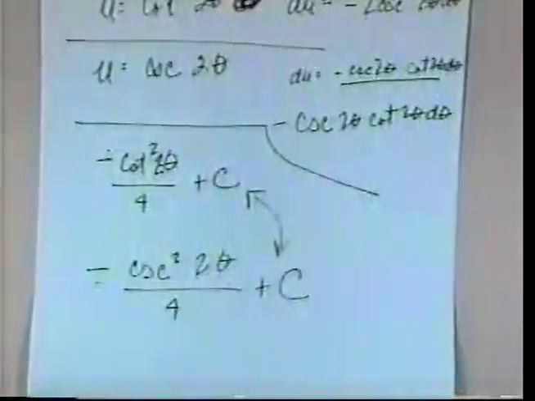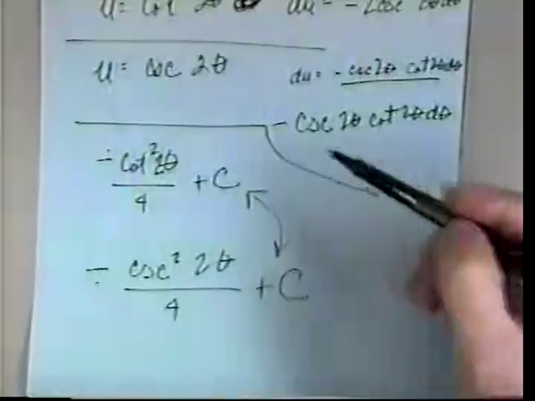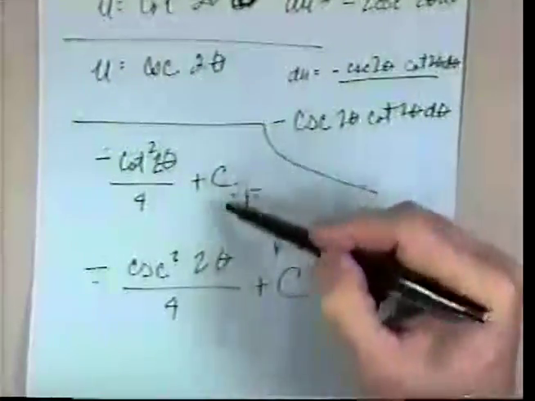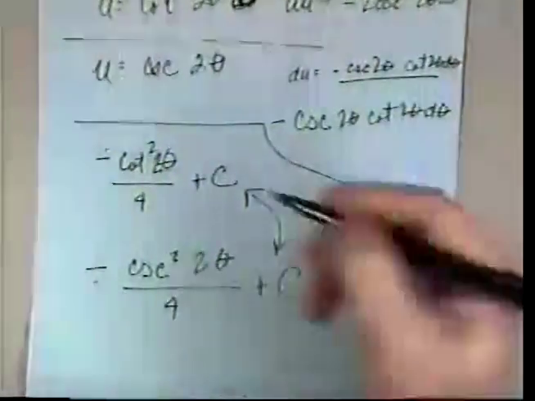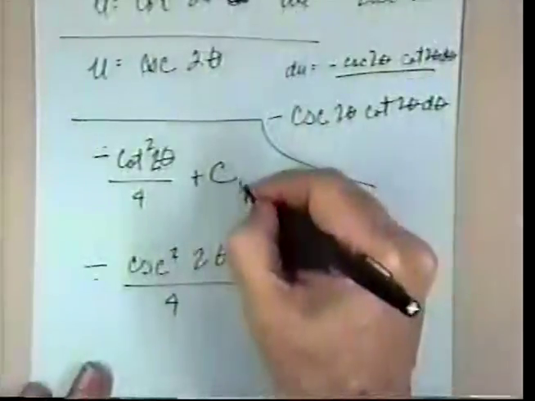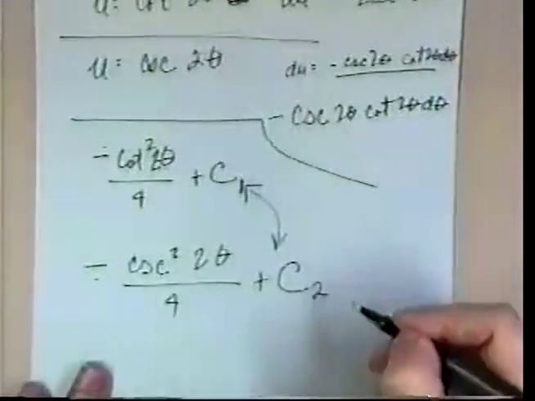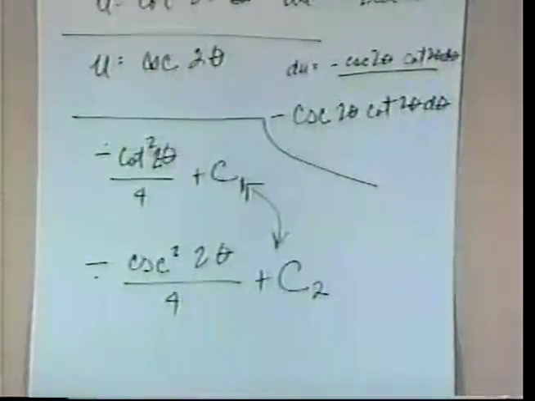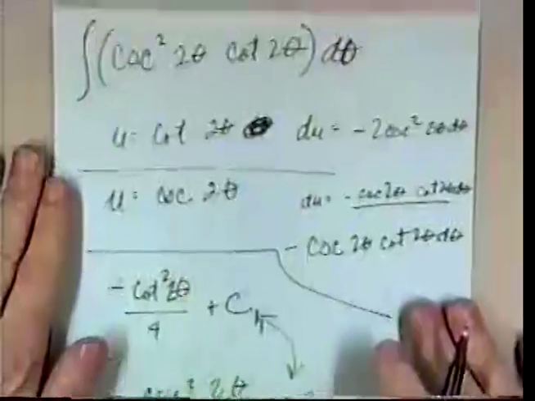Remember, when we take an antiderivative, we get an antiderivative plus a constant, so that 1 gets subsumed in that constant. So if I'm going to relate these two, I should really call this a constant 1 and a constant 2. And that constant 1 and constant 2 should differ by 1. So I think it's a neat little problem.